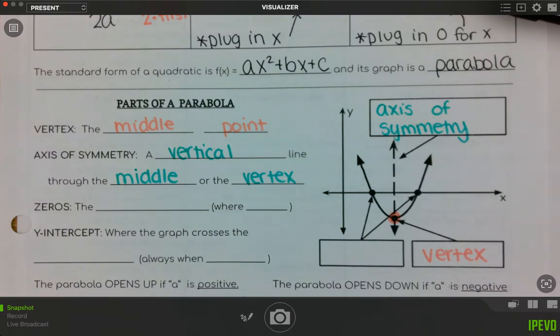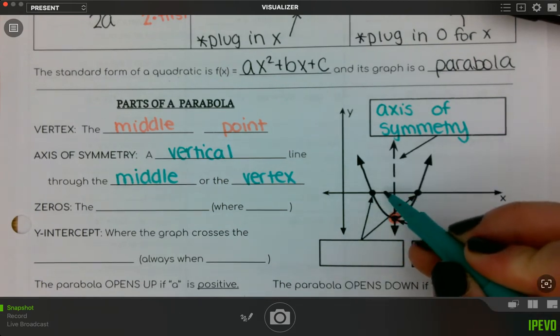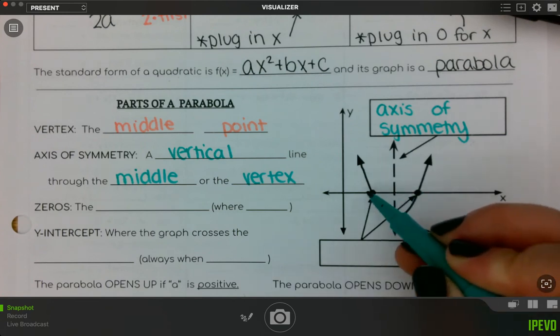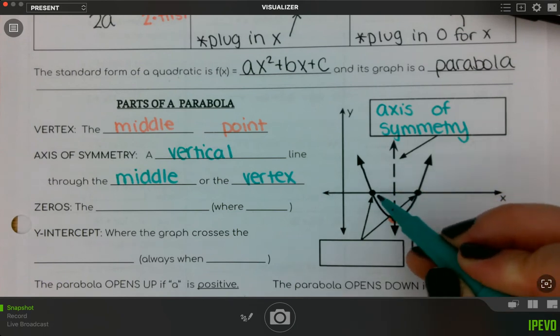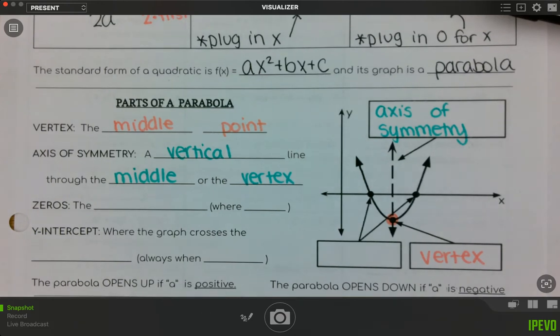The reason why that's called the axis of symmetry is because, let's say this point is 2 units away from the middle, so is this one. So this flips across to here. If you were to fold this in half, then it would be the same thing on both sides.